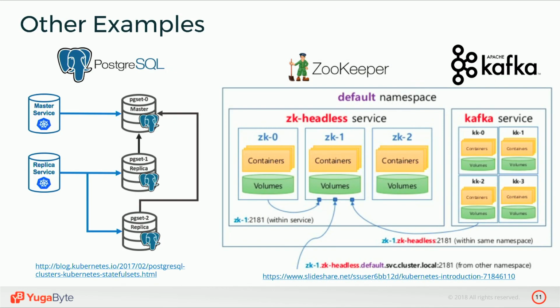Okay, Yugabyte is not the only example. There are many examples of stateful sets: Postgres, ZooKeeper, Kafka. So you can go look it up. The principles are somewhat similar when you're composing these services. But we're going to look at some of the finer details, like the question about where to place replicas.